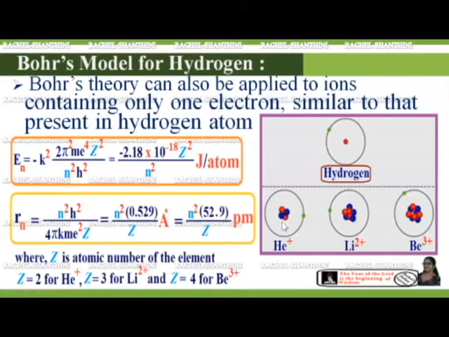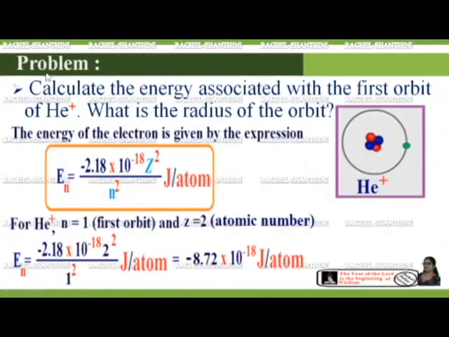So it has the greater tendency to attract the electron towards itself. So obviously the radius becomes smaller with increase in the atomic number. In this problem, we are going to calculate the energy associated with the first orbit of helium plus ion and what is the radius of the orbit.